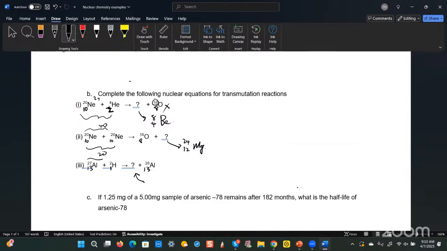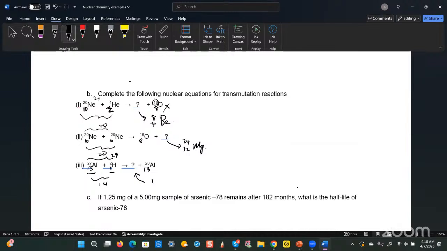Because here the total mass number on the left side is 29. And this is 28 here. So the mass number for this particle is what? 1. And what about the atomic numbers? You have 13 plus 1. So this is 14 right here.